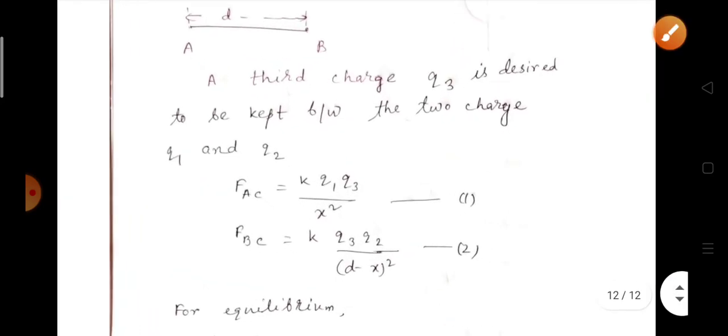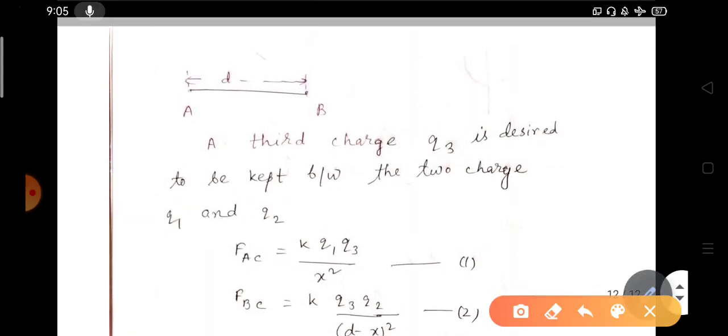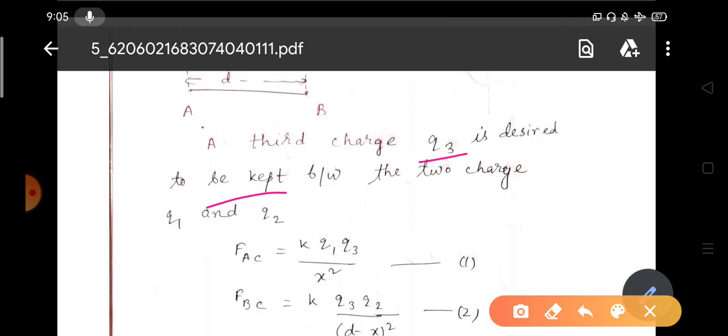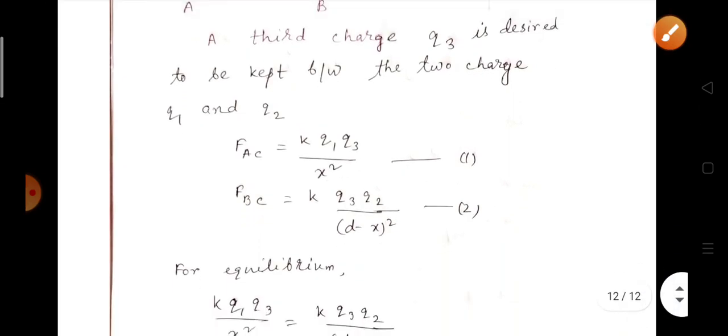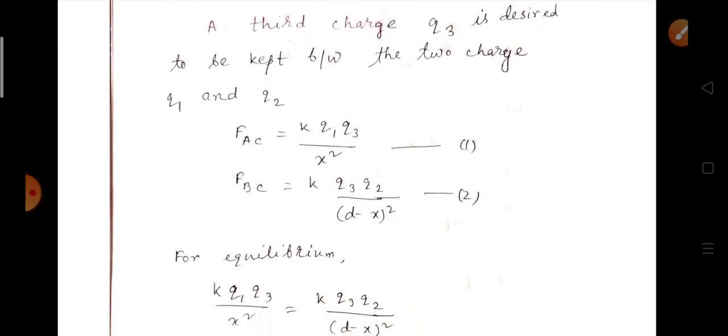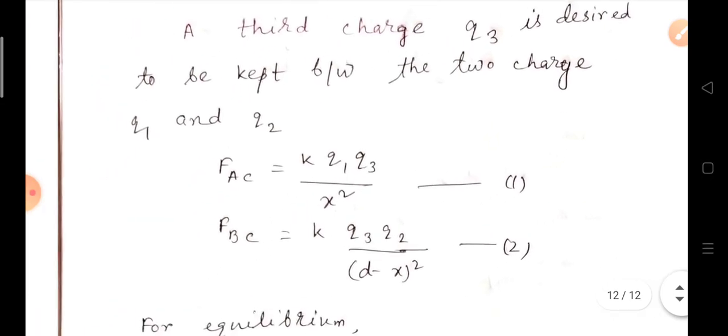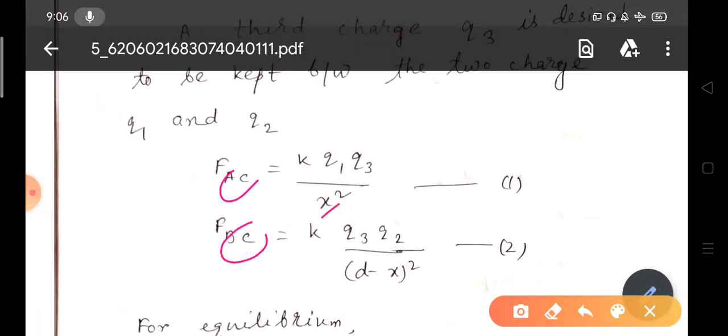Suppose these are the two charges q1 and q2, and a third charge q3 is desired to be kept between these two charges, that is q1 at point A and q2 at point B. Suppose we are putting another charge at point C; it may be plus, it may be minus. For the equilibrium condition, the force between the charges q1 and q3 should equal the force between the charges q2 and q3. Let us take the distance AC as x and BC as d minus x, where d is the separation between A and B, and in between there is point C.